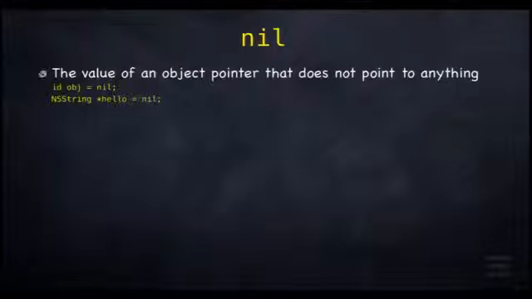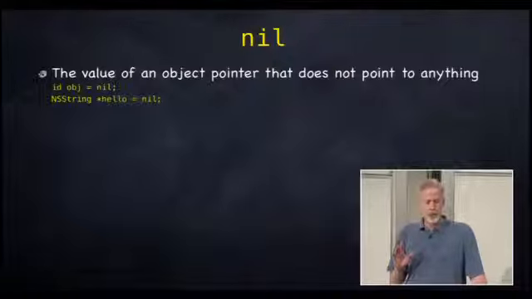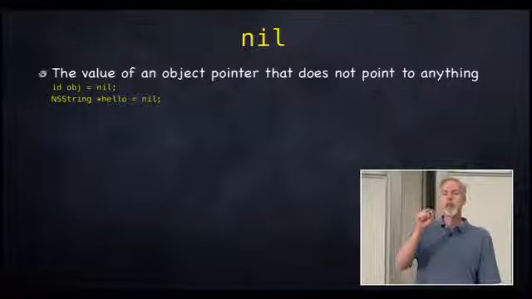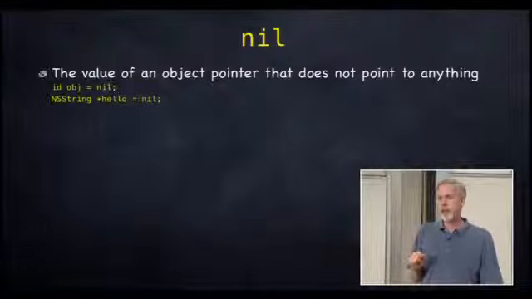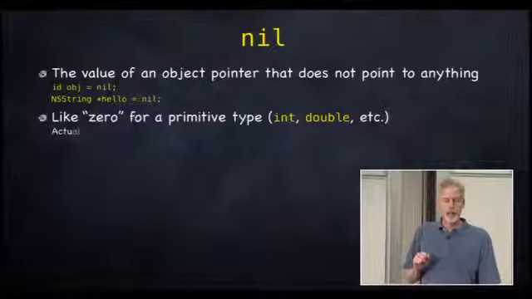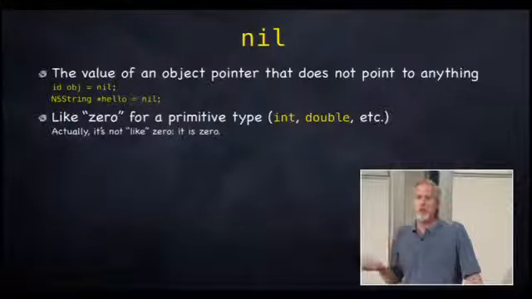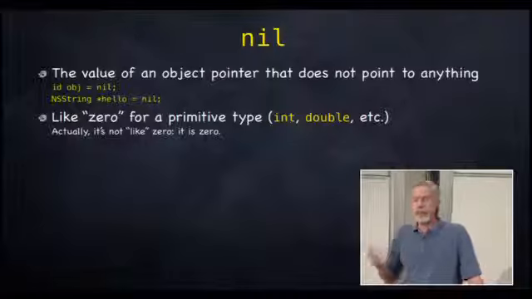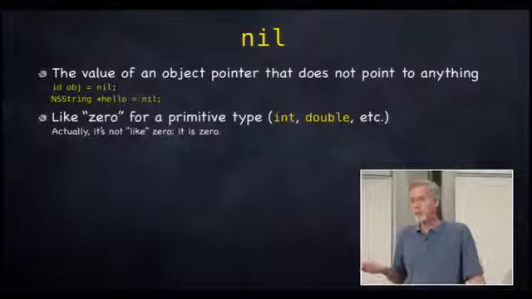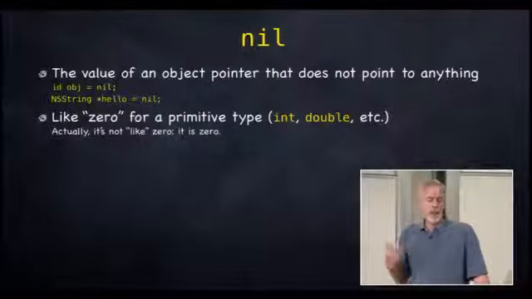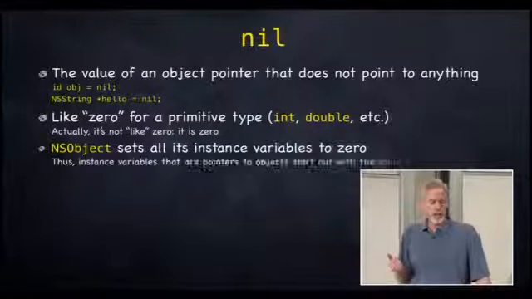So nil, I want to talk about nil briefly. I actually mentioned this last time, but I want to be clear about it. Nil is just the value an object pointer has when it's not pointing to an object. It's kind of like 0 for a primitive type like int. In fact, it is 0. That pointer is 0, and that just means it's not pointing to anything right now.